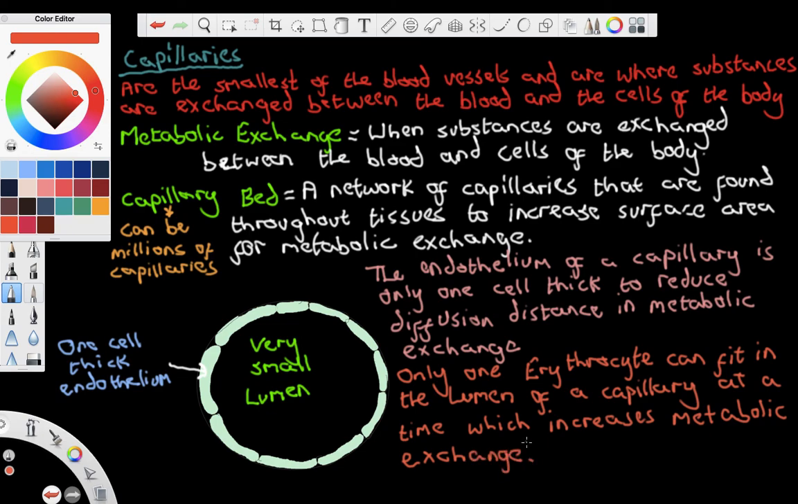So in terms of the adaptations of a capillary, it is only one cell thick, which decreases the diffusion distance in metabolic exchange. It only allows one erythrocyte through at a time, which increases the rate of metabolic exchange, and also we've got lots of capillary beds, so there are millions of capillaries to any one artery, which increases the surface area for metabolic exchange.